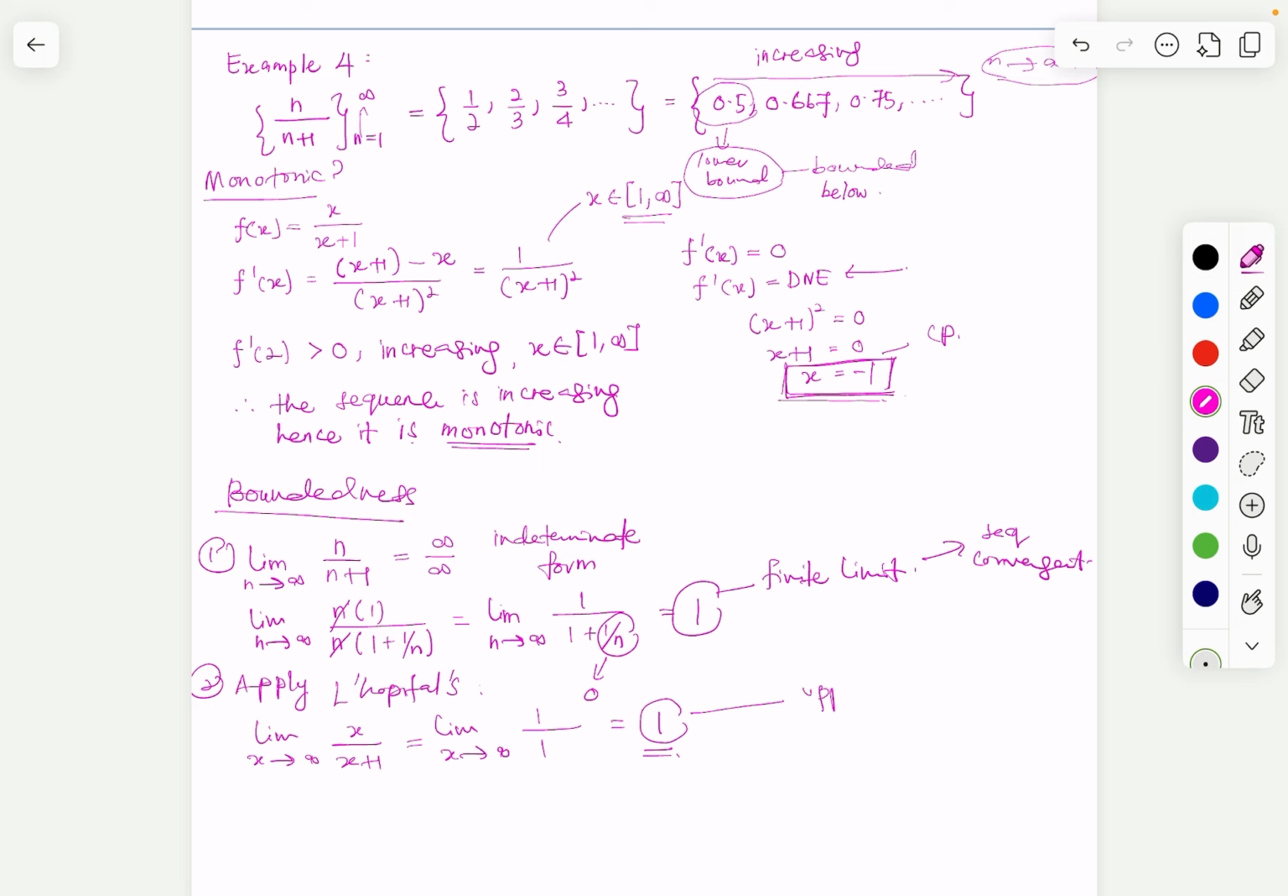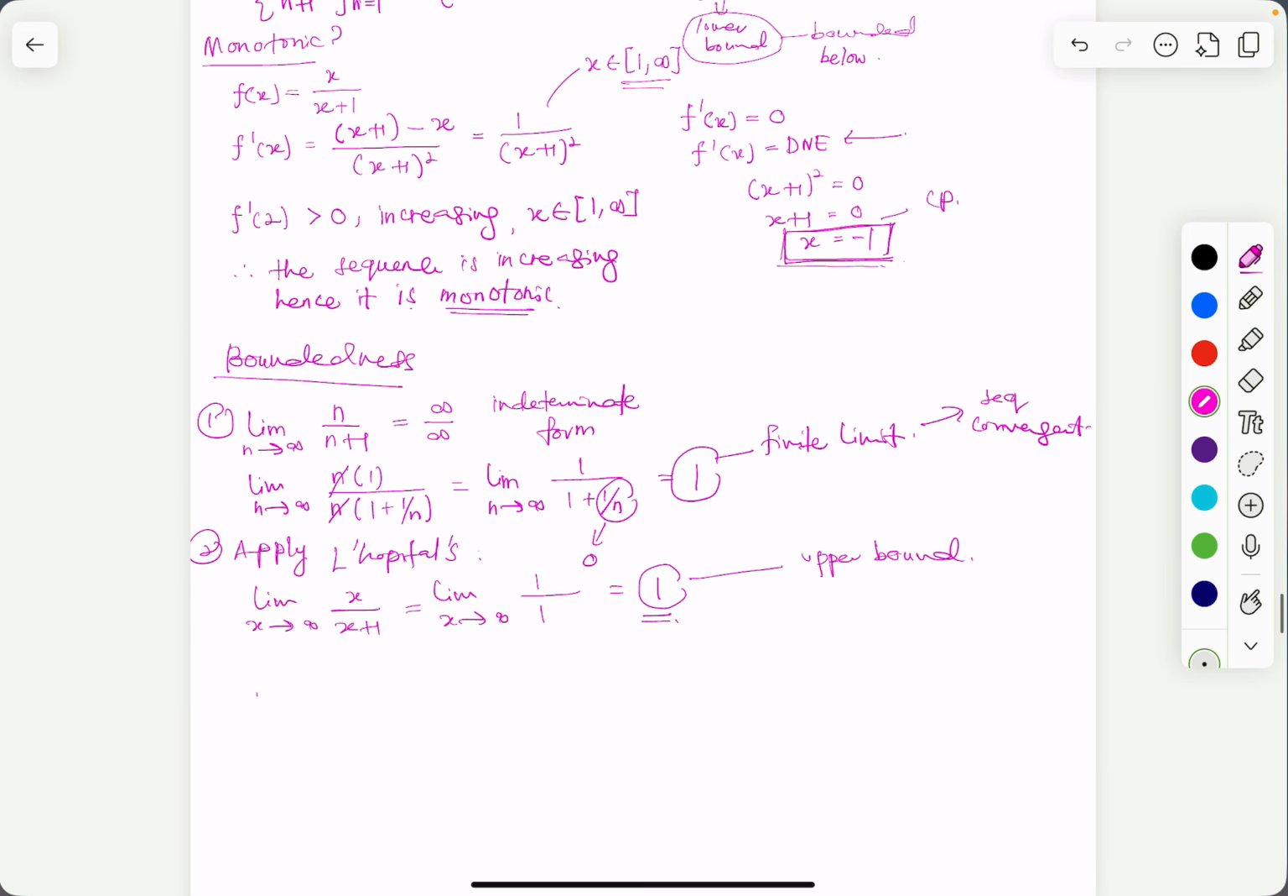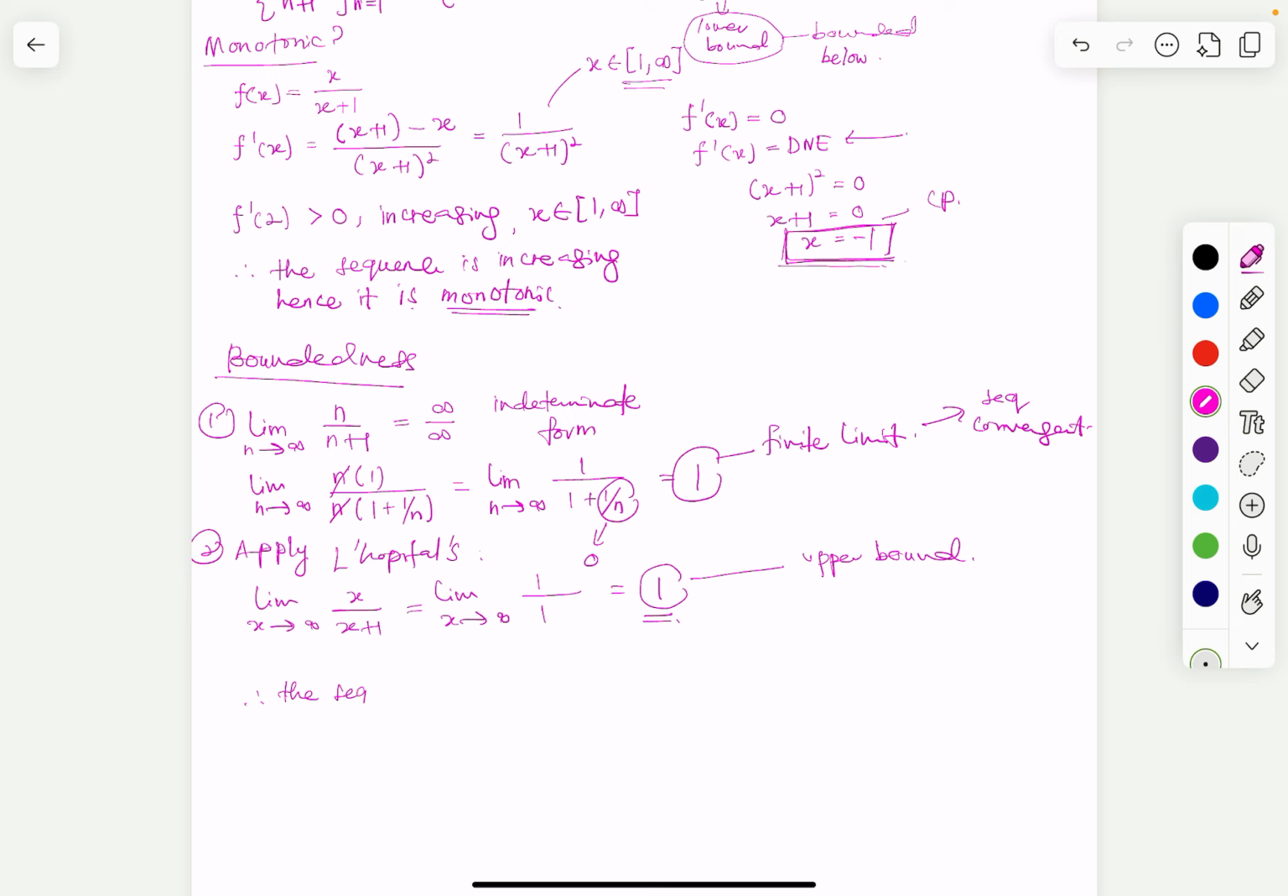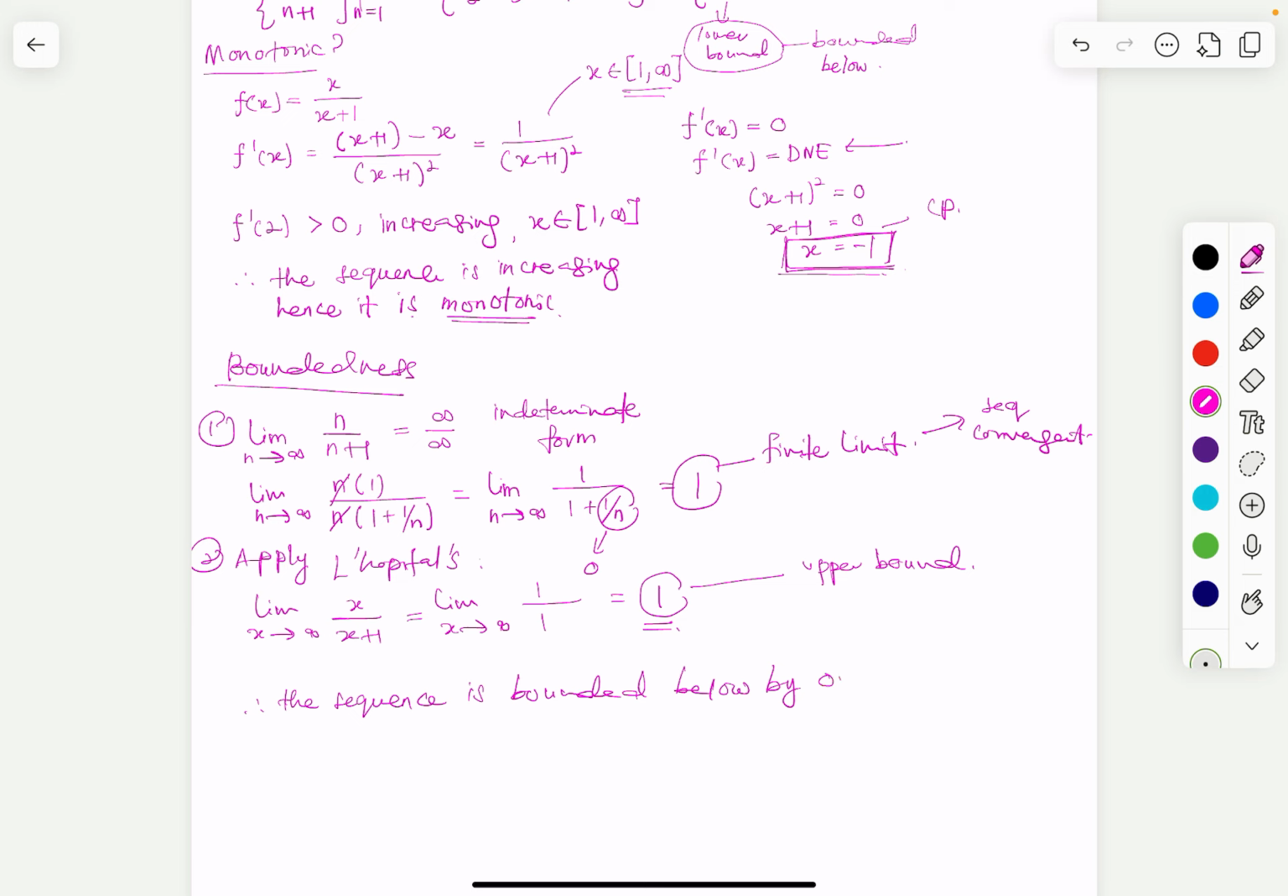upper bound. So it means that it has a value for the first term and a value for the last term. The last term is not infinity. So here you can conclude that the sequence is bounded below by 0.5 or 1/2 and bounded above by 1. So hence the sequence is bounded.